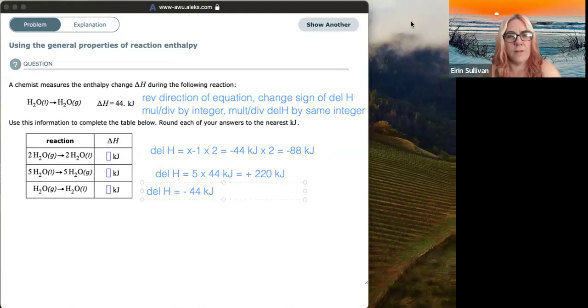All right, so hopefully that is helpful for you. So sometimes just one thing's happening at a time, and sometimes 2 or more different things are happening at the same time to the equation. So you've got to do the same thing to delta H for the enthalpy change.